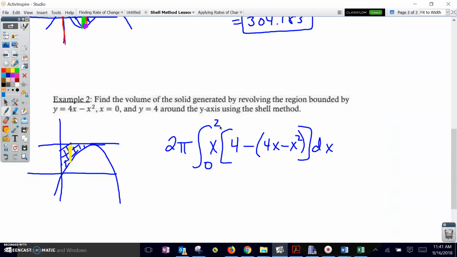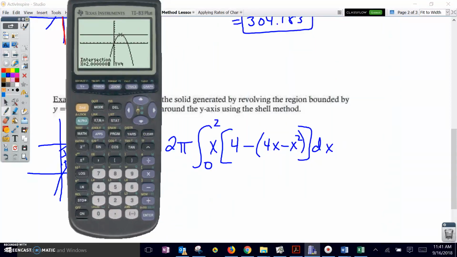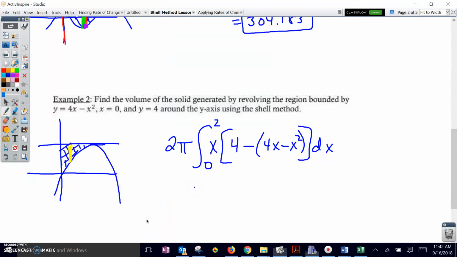All right, and so now I can calculate the volume of this solid. I'm just going to go ahead and take 2 pi times the integral of x times the quantity 4 minus the quantity 4x minus x squared, close that quantity, with respect to x, from 0 to 2. And I really could have integrated this by hand if I wanted to, but I didn't really want to. And so we end up with a volume here of 8.378.